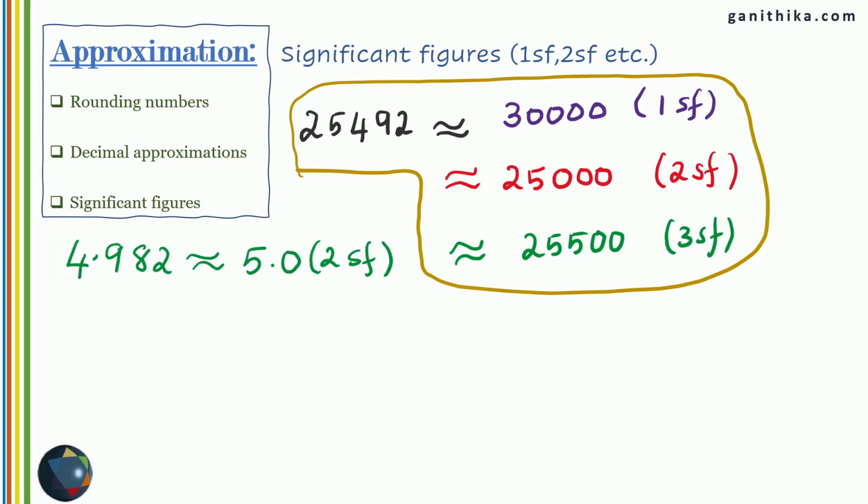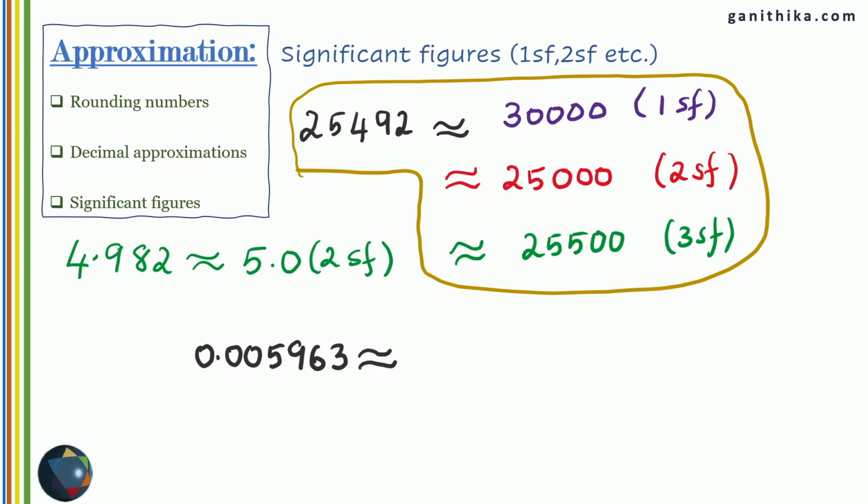4.982 again is approximated to 5.0 to 2 significant figures, because the 8 makes 9 as 0 and consequently 4 becomes 5. Therefore, 5.0. Even though this is equal to 5, you are not supposed to give the answer as 5. You are supposed to give the answer as 5.0 if you are giving the answer to 2 significant figures. Let's proceed further to the next example where you have zeros after decimal place.